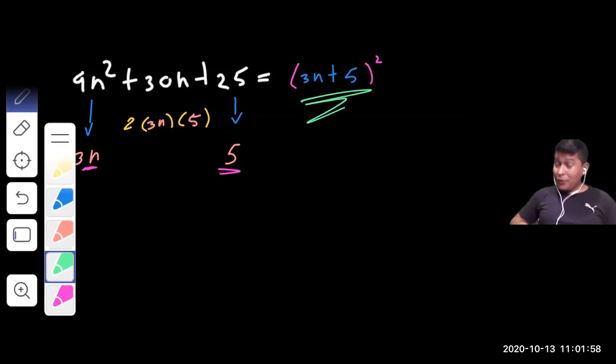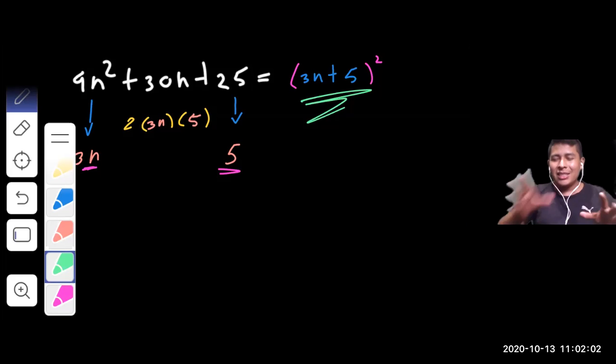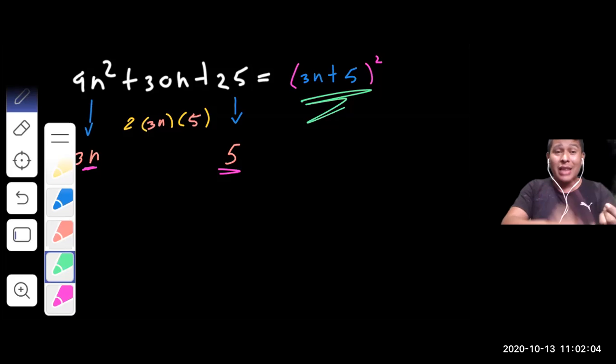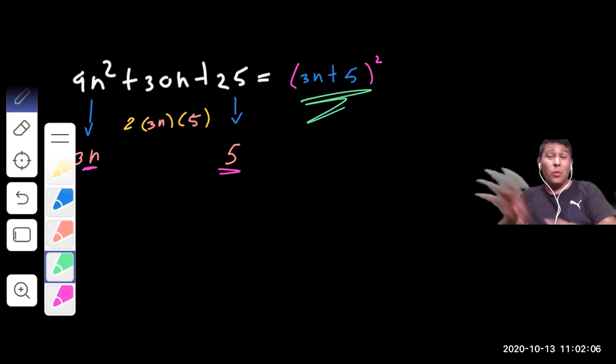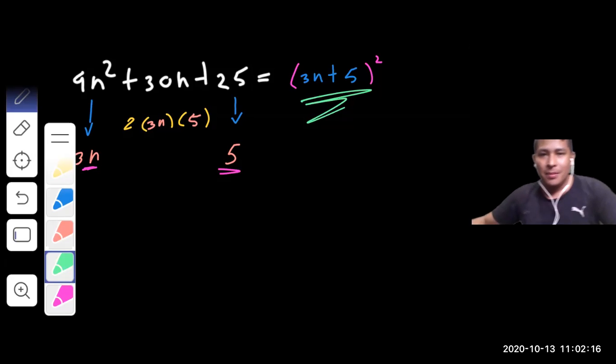Take a look. If you try to use trial and error, guys, you have to take a look: 9 times 1, 5 times 20, 1 times 25, 5 times 5, 3 times 3, 1 times 3, and etc. A lot of possibilities, but knowing this formula, guys, piece of cake. Isn't it?